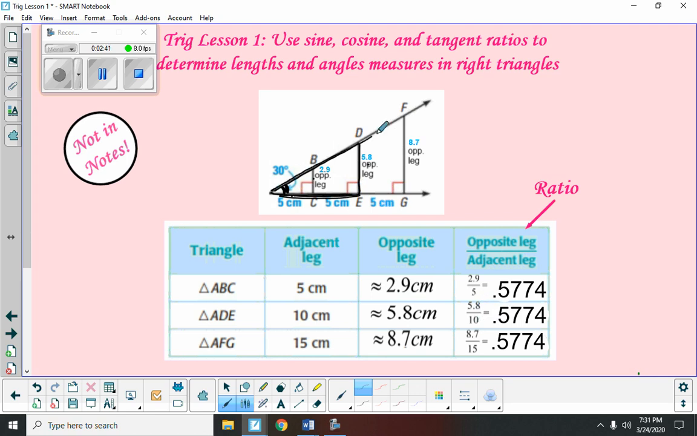And looking at the larger triangle, we end up with the same thing. This is 8.7, the opposite. The adjacent is 15, and that's also 0.5774. So as you can see, anytime you have a 30-degree angle in a right triangle, the opposite over the adjacent has the same ratio, and that would be called the tangent.